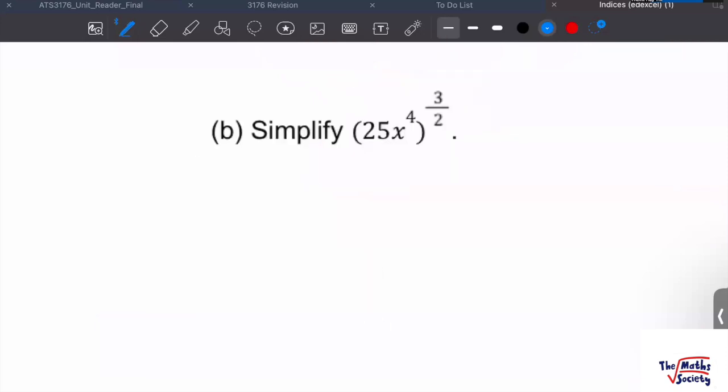And you move on to the last question. So 25 power 3 by 2, that's going to be 125. X, 2 times 3, so x power 6. So your answer is 125 x power 6.